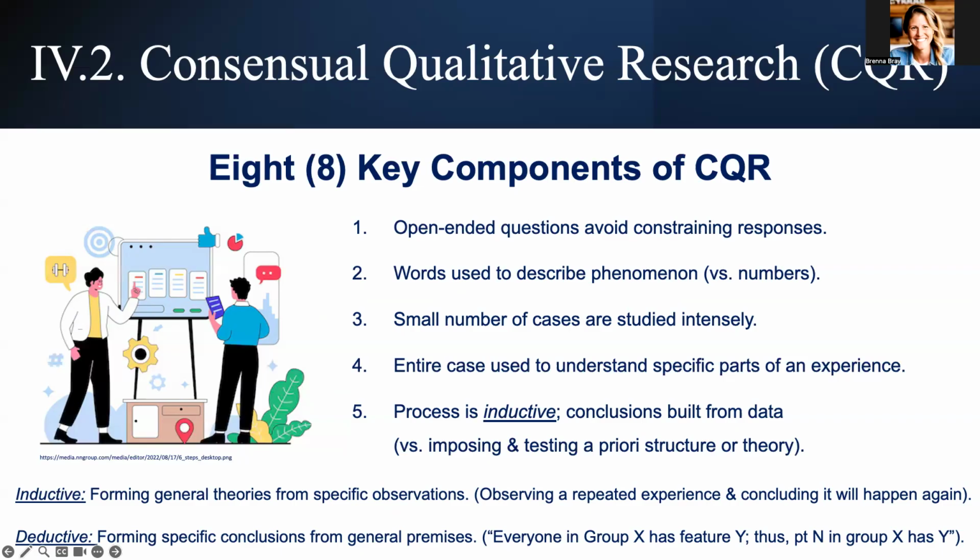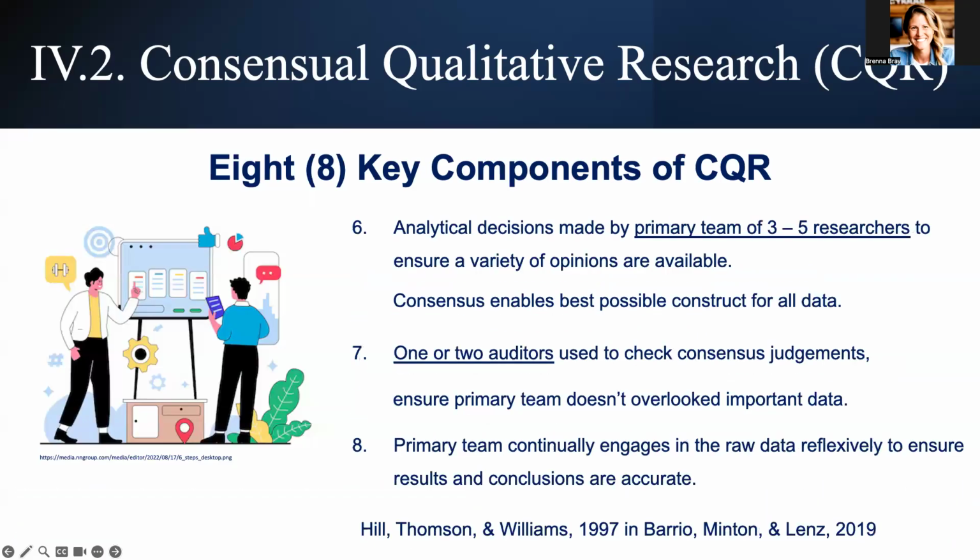So conclusions are built from data rather than imposing and testing an a priori structure or theory, which would be deductive. So down here we have inductive, forming general theories from specific observations. So observing a repeated experience and concluding it will happen again, versus deductive, which is forming specific conclusions from general premises. So everyone in group X has feature Y, thus patient N in group X has feature Y. That would be deductive. Now, these 5 components of the 8 are all, again, central to qualitative research pretty broadly.